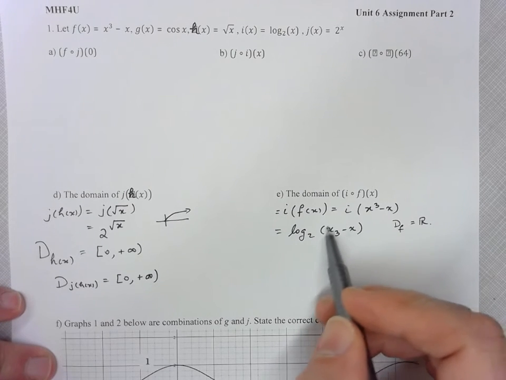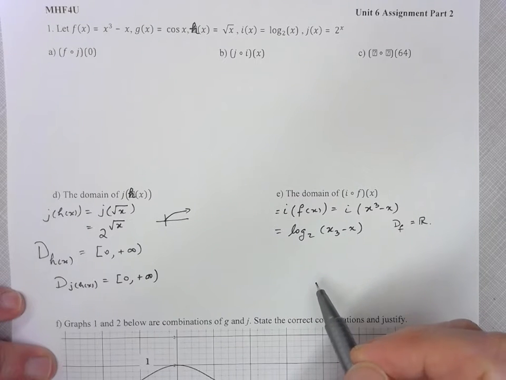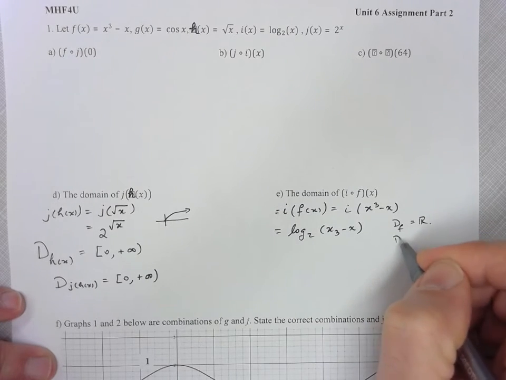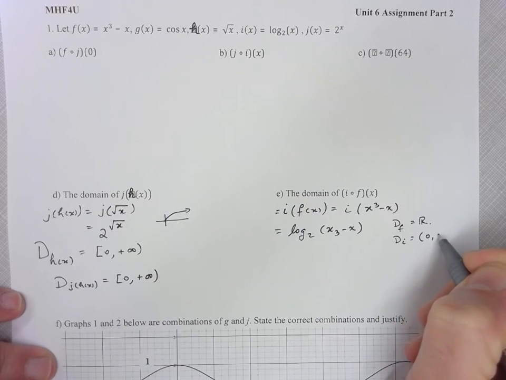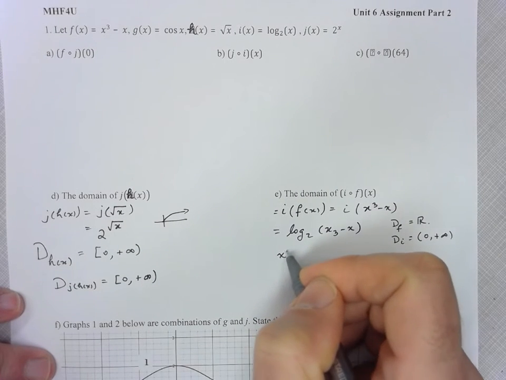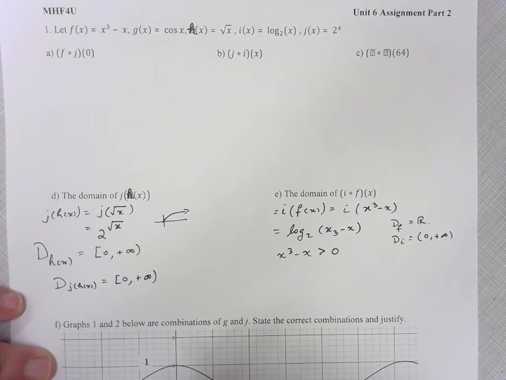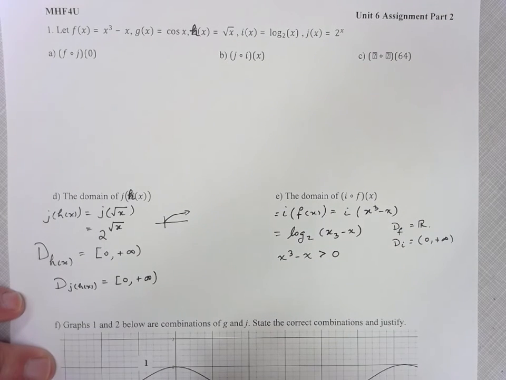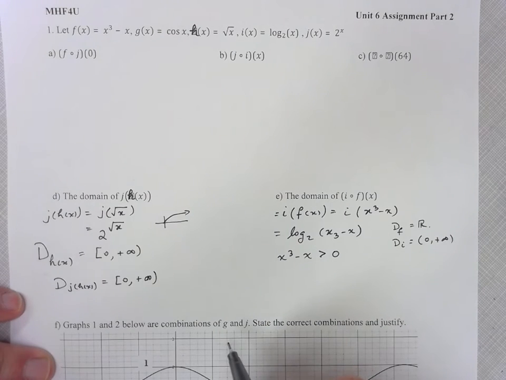Then those outputs need to be in the domain of log base 2 of x, and of course log base 2 of x has a domain of 0, not inclusive, to infinity. So essentially I need x cubed minus x to be strictly greater than 0. That's the condition I have to satisfy. But here I've got a polynomial inequality. How do we solve a polynomial inequality?